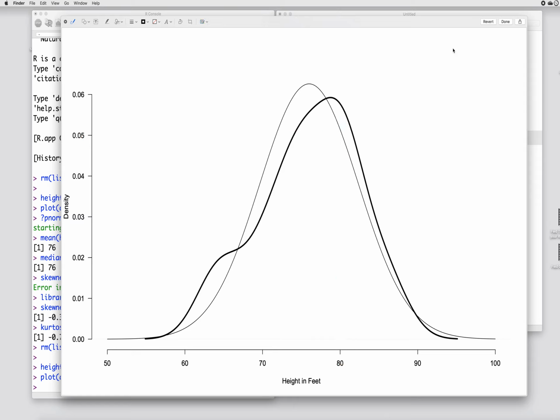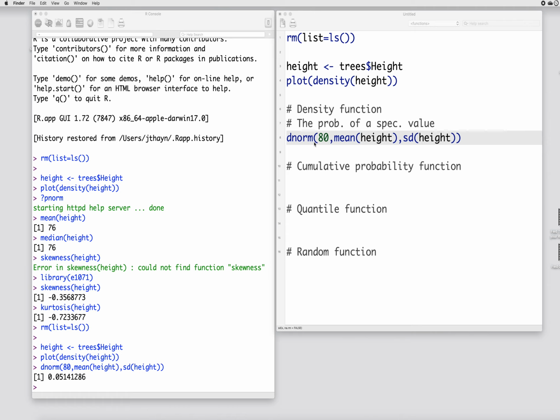All right. So let's take a look at how we do that. The function is d for density and norm, because we're looking at normal distributions. And the value that we're testing is 80 feet on a distribution defined by the mean of height and the standard deviation of height. When I run that, we can see that it is just over 5%, right? So there is a 5% chance that if I walk into a forest and randomly pick a tree, it will be exactly 80 feet tall.